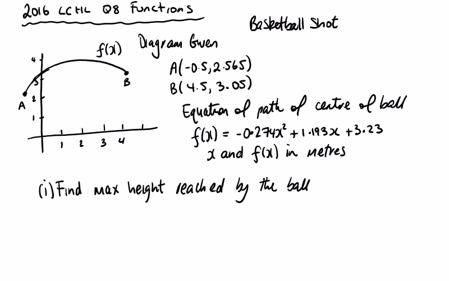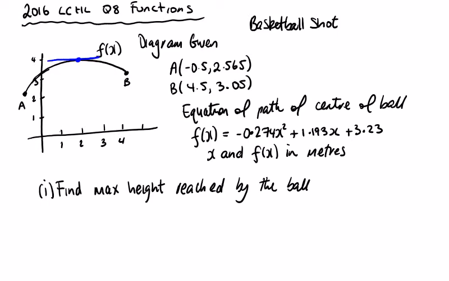The equation of the path of the center of the ball is y equals minus 0.274x squared plus 1.193x plus 3.23, where both x and y are measured in meters. Find the max height reached by the ball. So we know the max height for any function, the slope of the tangent is equal to 0, and differentiation gives us the slope of the tangent.